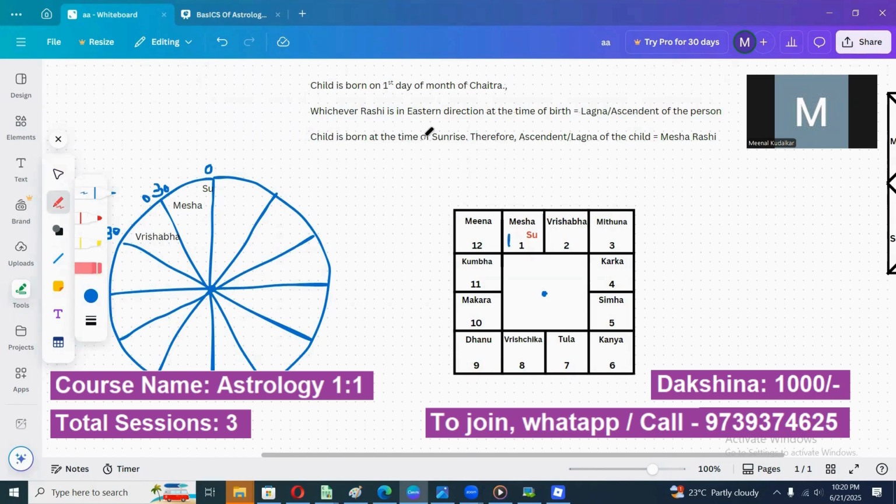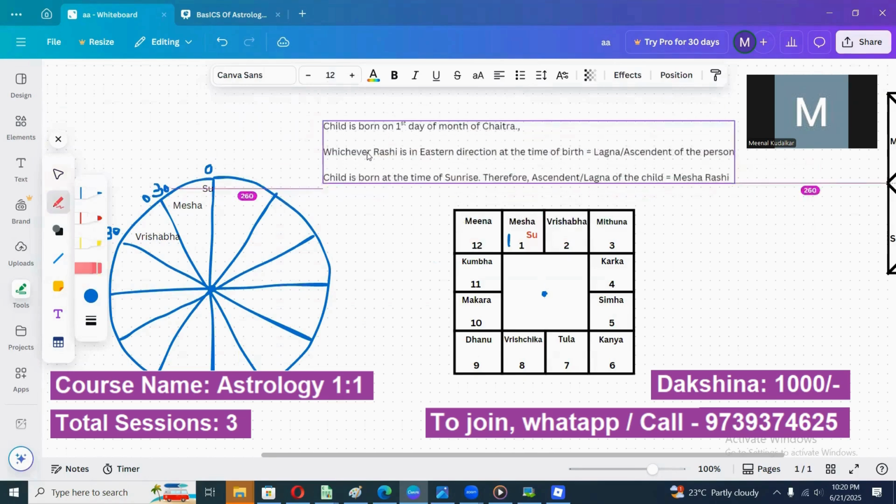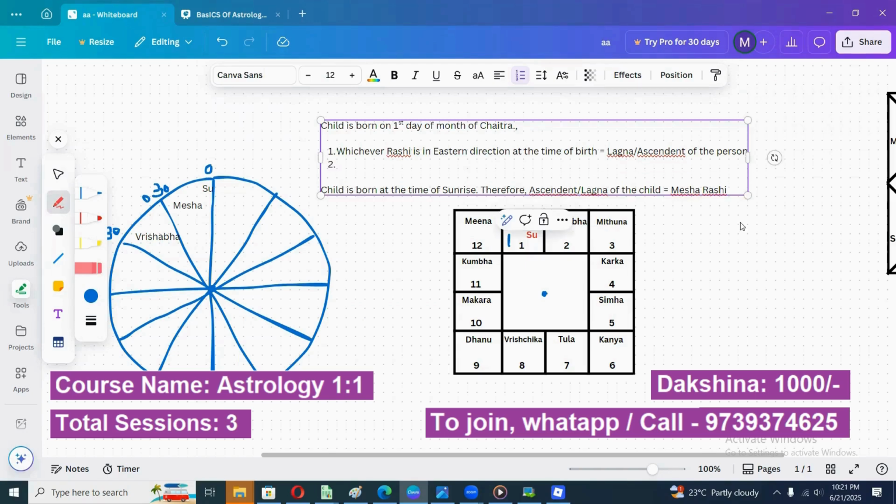Okay, now let us say a child is born. Okay, before we go into that, let us first understand what it is all about. Okay, so let me go here. So we are first covering the rules, okay, and then we will see the example. So rule number 1 is, whichever Rashi is in the eastern direction at the time of birth, that is the ascendant of the person. Okay. Now rule number 2 is, instead of saying rule, let's understand the point. Okay. So we have 24 hours in a day.